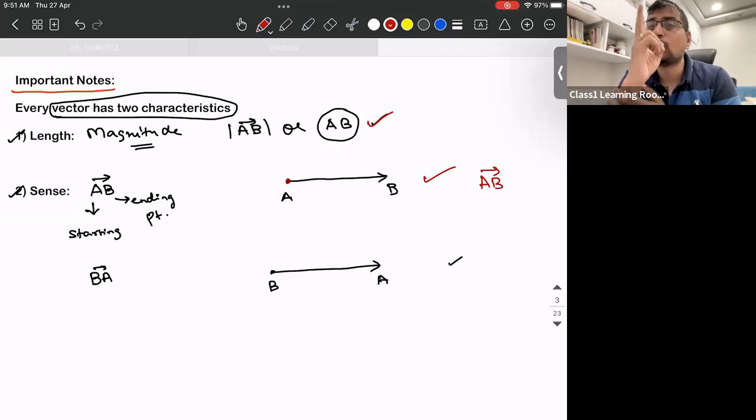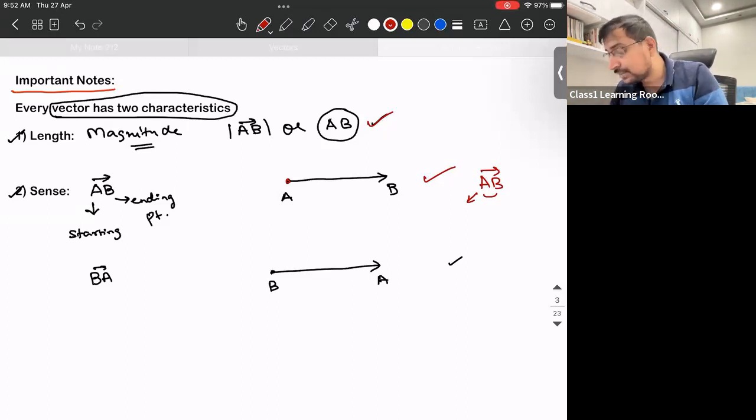So I hope this point has got registered. Every vector has two characteristics. What are they? One is length and the second is direction. The direction is given a name called sense. Suppose I want to tell somebody that I'm talking about AB vector. If I write it like this, the person who's seeing your paper will understand that you're speaking about a directed line segment whose starting point is A and the ending point is B.